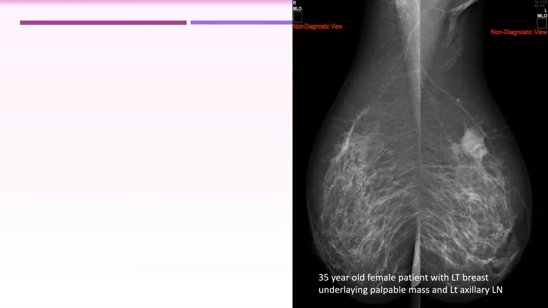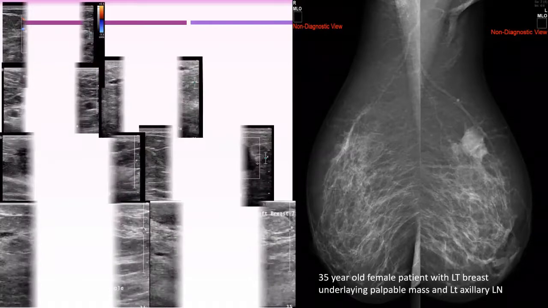Right, okay. But about the skin thickening, can you compare the two sides? Yes, there is a retroareolar skin thickening at the left breast. Yes, you said no skin thickening. You have to look at it carefully before you exclude things. Okay, what is next? You said you want to do ultrasound.